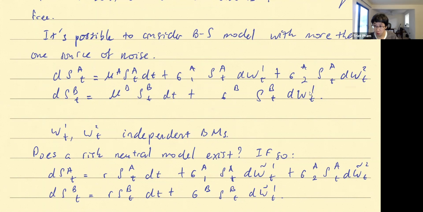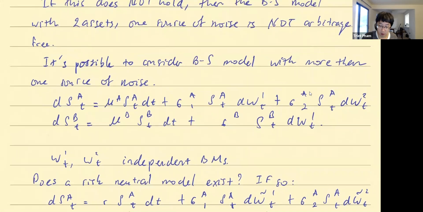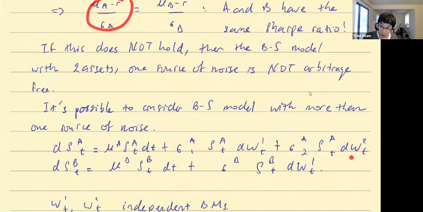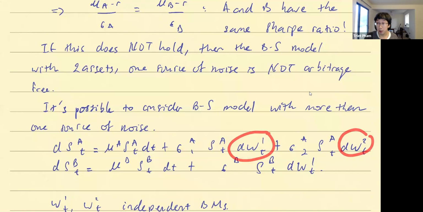There is a general rule, a general consideration on when and where this exists, but I won't go into that. The point I want to introduce here is the consideration between Sharpe ratio, Brownian motion, and how many Brownian motions there are in the model, in terms of the existence, and by the way, also uniqueness, of the risk neutral model.